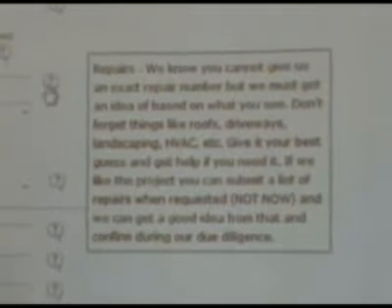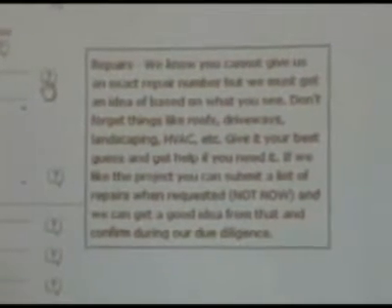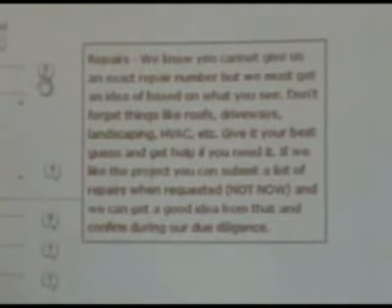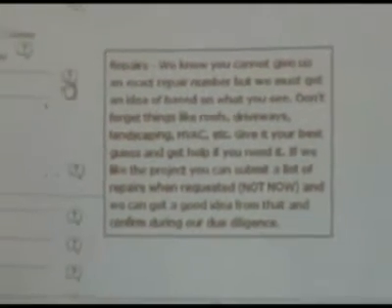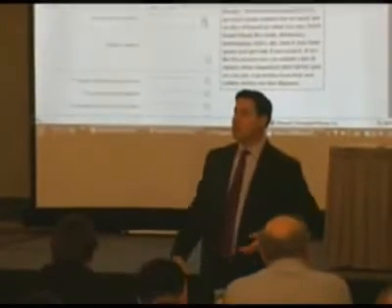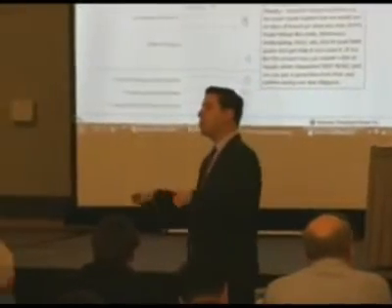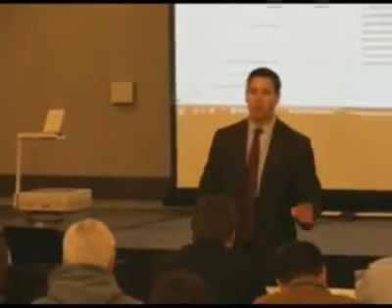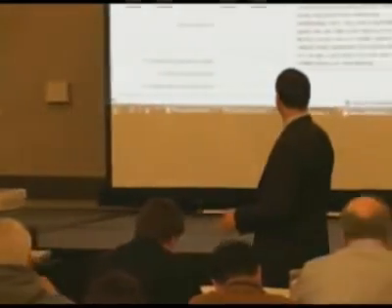Repairs. We know you cannot give us an exact repair number, but we must get an idea based on what you see. Okay? Not what you see with your own two eyes, but what you see through all the supportive documentation that they send to you. All right? If they had a contractor that presented a bid, and the bid said that it needed $15,500 in repair because the people that were there were party animals and they put a bunch of holes in the wall because it's next to a college. Well, okay, that's fine. So how much does it cost to repair drywall and patch, sand, paint? What's it going to take?